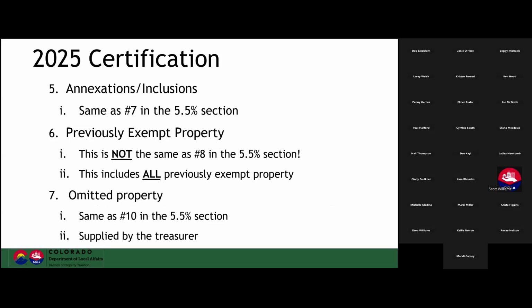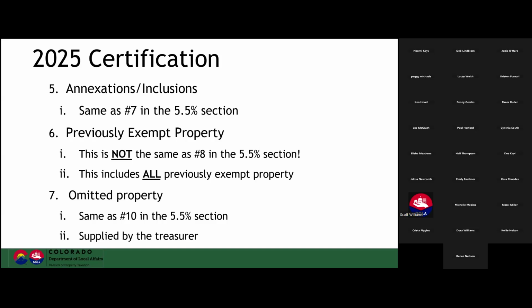Line 6 is where we have a difference. So here we're going to report previously exempt property, all of it. You only report the federal on your 5.5. So in your 5.25, we're just going to expand that and report the assessed value of all of our previously exempt property.